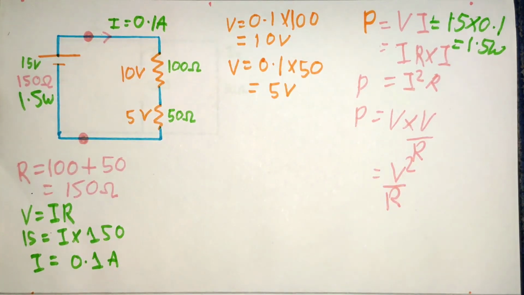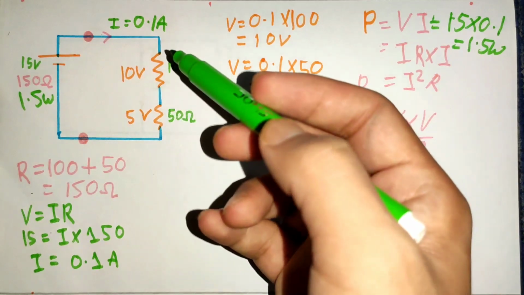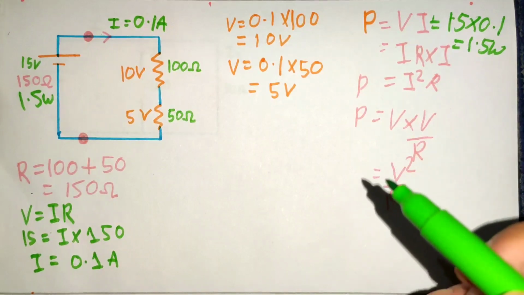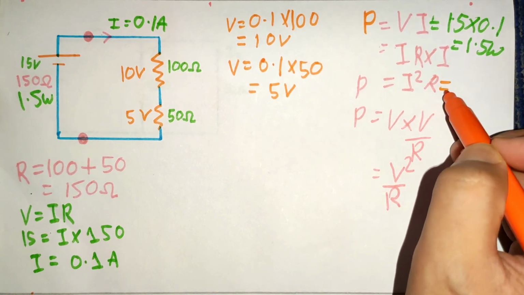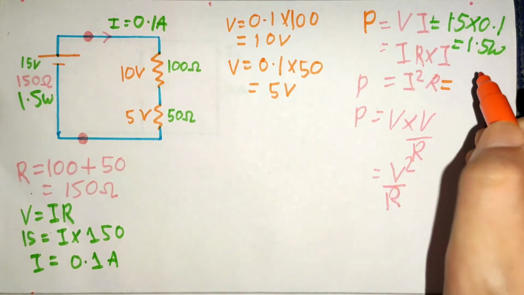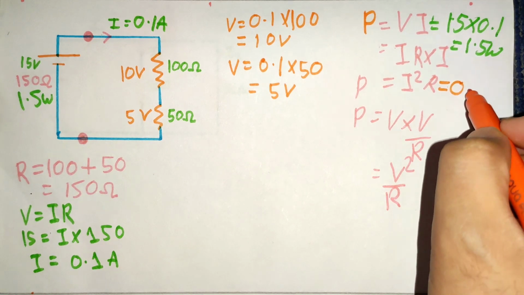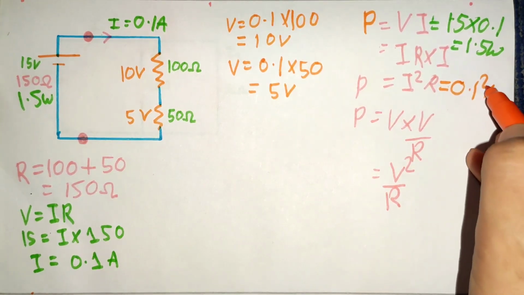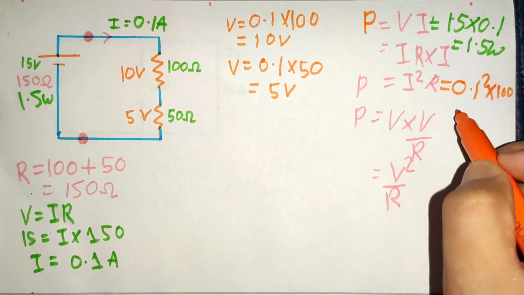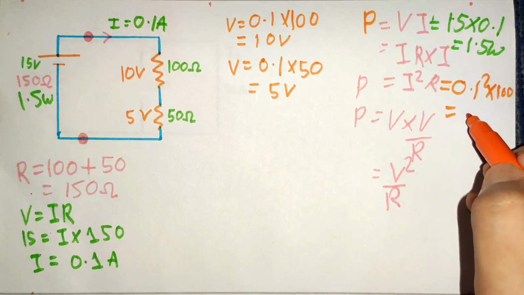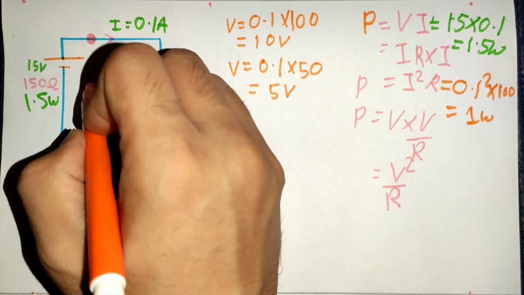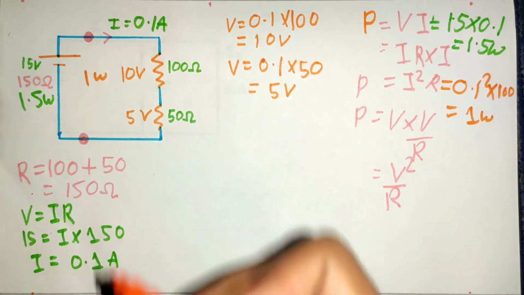Let's also calculate how much power is consumed by this 100 ohm resistor. For that, let's use our second formula. We know that 0.1 ampere of current flows through the 100 ohm resistor. So 0.1 square into 100 equals 1 watt. That means 1 watt of power is consumed by the 100 ohm resistor.